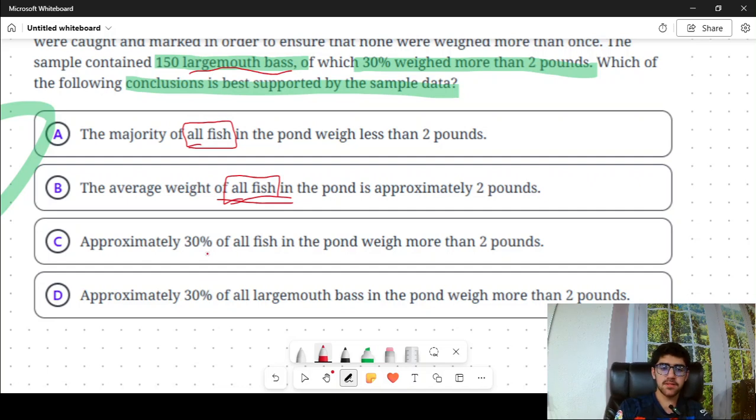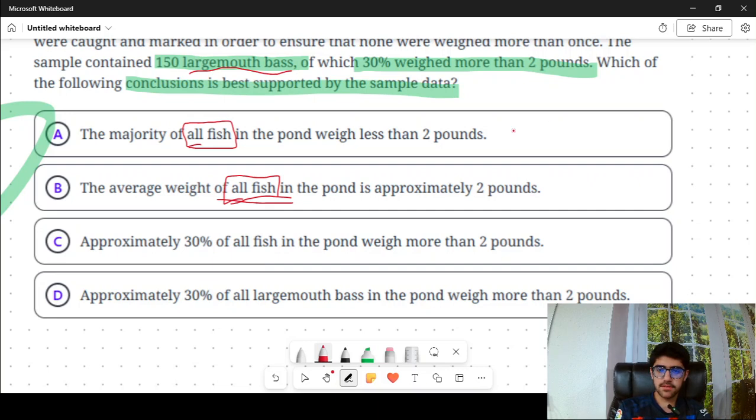C says that approximately 30% of all fish in the pond weigh more than 2 pounds. Again, this is the same thing as A. It might be right, but it's basically just generalizing the data from the sample to all fish in the pond.